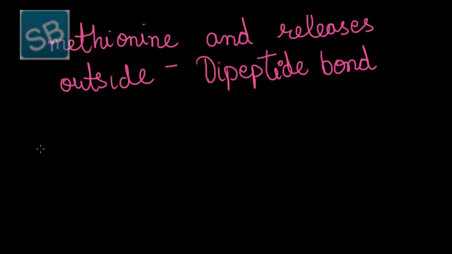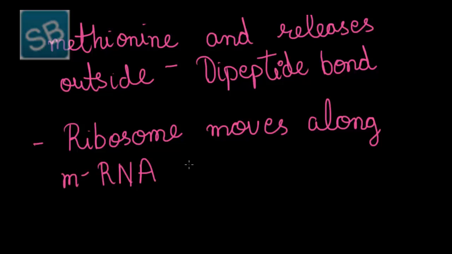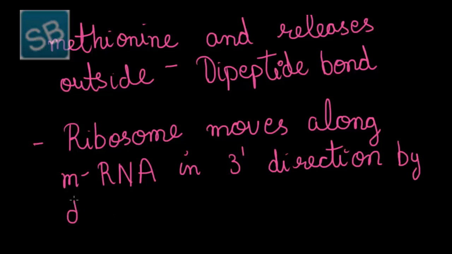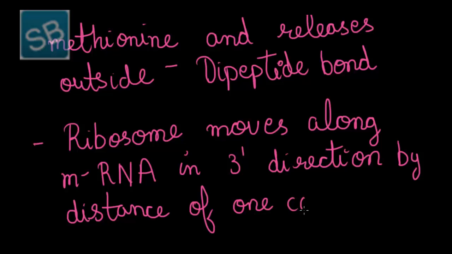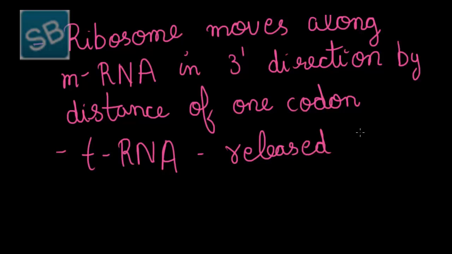Following it, the ribosome that is present on the mRNA molecule moves along mRNA, which is formed at the end of transcription, in a specific direction, that is 3' direction, by a specific distance, and such a distance is generally of 1 codon. That is, the space between the two is almost about a codon. As a result of this, the tRNA that was responsible for the methionine transfer is released from the surface of the ribosome.